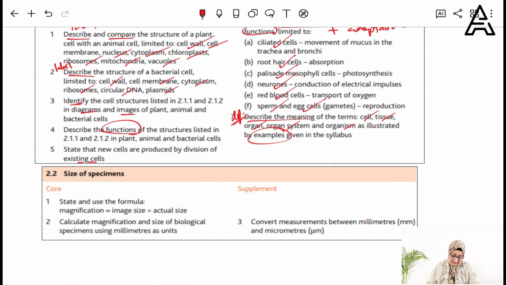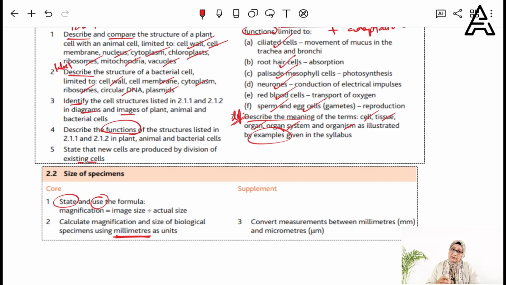Lastly, the size of the specimen. You are required to state and use the formula. State means I may tell you describe the formula or state the formula. Tell me the formula. You have to be ready, memorizing the formula. Okay? Magnification equals image over size. It is not necessarily given to you. You can be asked to write it. So you have to study it. Use the formula, meaning apply it in a word problem. Calculate magnification in millimeters. So for core, mostly you will find a sensible number in millimeters.